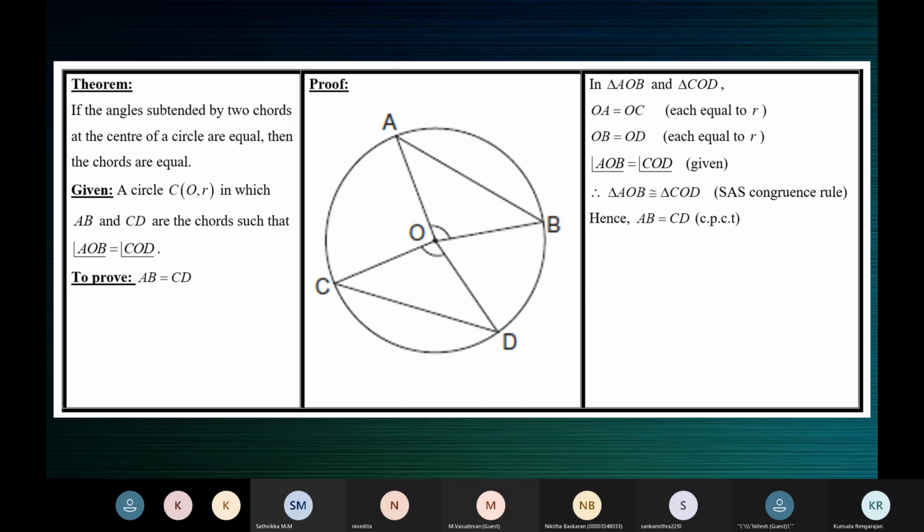This is the converse. If the angles subtended by two chords at the center of a circle are equal, then the chords are equal. So here we are just given two chords, AB and CD. It's not given that they are equal, but the angles they subtend at the center are equal. Then we have to prove that the chords are equal. The same thing: the triangles are congruent, so by CPCTC, AB is equal to CD.